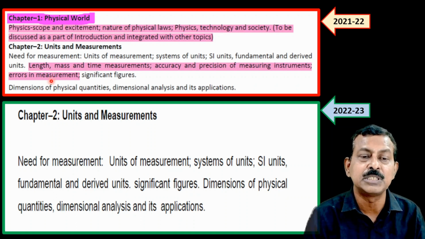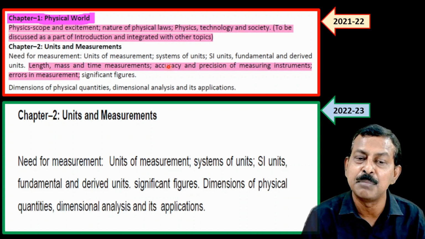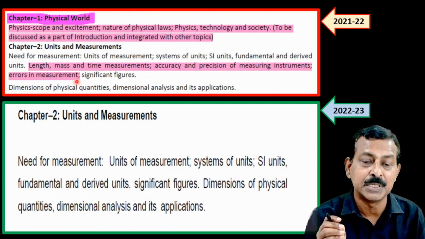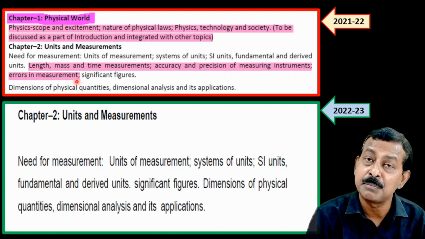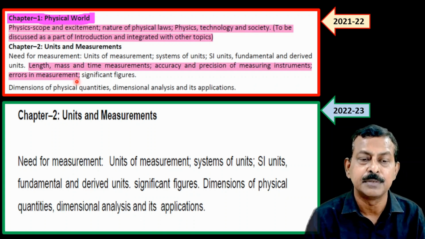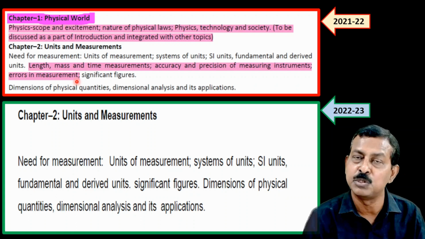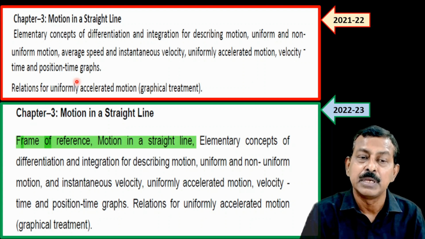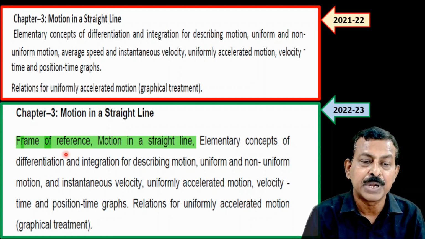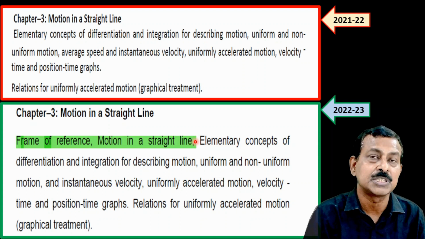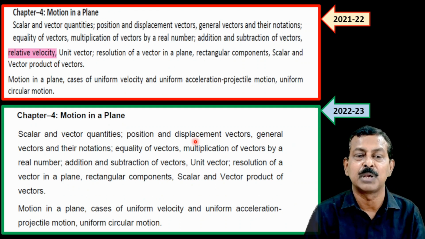Not only that, in units and measurement, length, mass and time measurement, accuracy and precision of measuring instruments, and errors in measurement have now been deleted. So errors in measurement is now not there in the syllabus. No extra topic has been added in units and measurement. Next, in motion in a straight line, frame of reference and motion in a straight line, this topic is added. So this is the extra topic added for this particular batch.